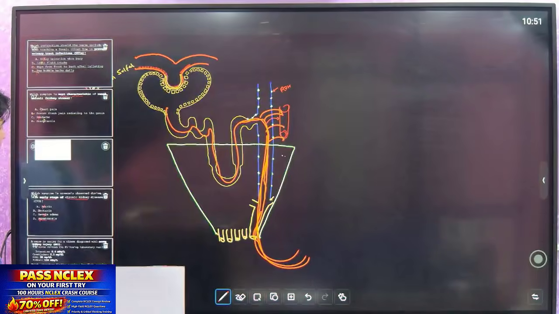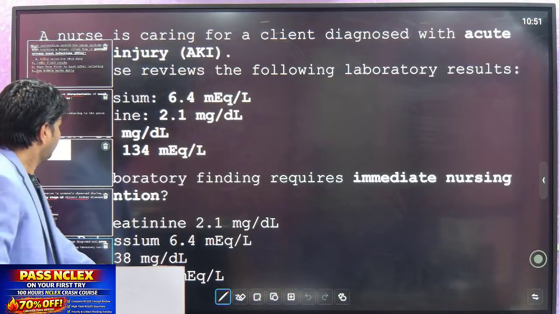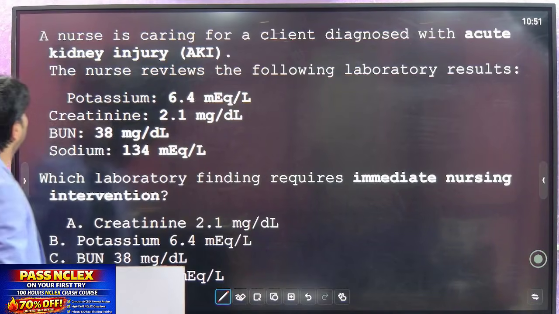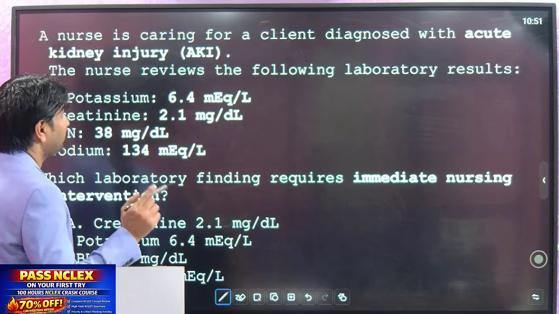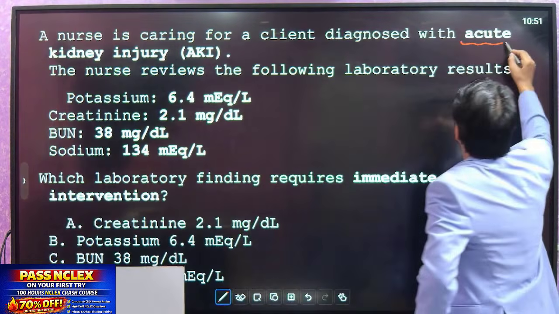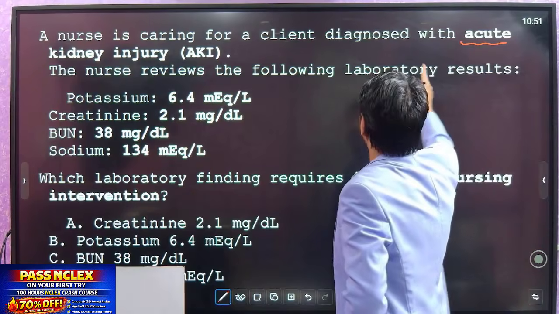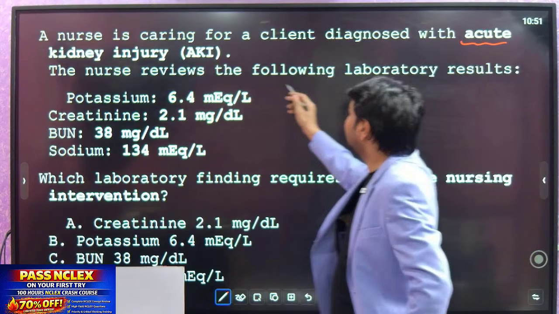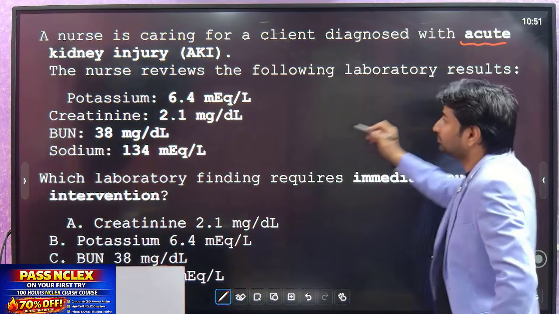All right, now let's discuss the last question for today. A nurse is caring for a client diagnosed with acute kidney injury. This means the patient has a kidney injury, specifically an acute one, AKI. So a nurse is caring for a client diagnosed with acute kidney injury, AKI. The nurse reviews the following laboratory results.